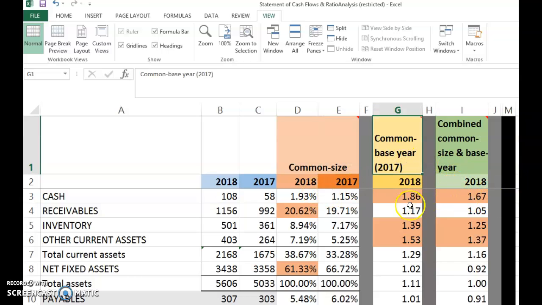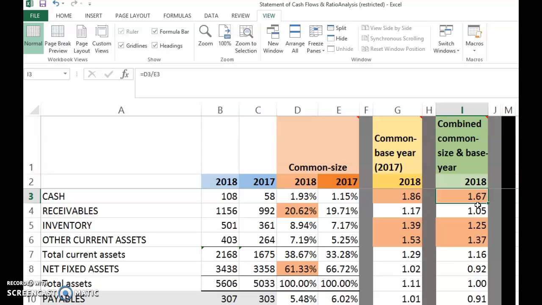So how do you do this? We take the common size value for each item in 2018, divide that by the common size value in the base year, which is 2017. So you take 1.93% divided by 1.15%, you get 1.67. Note that this is also a multiple. So how do you interpret this 1.67?